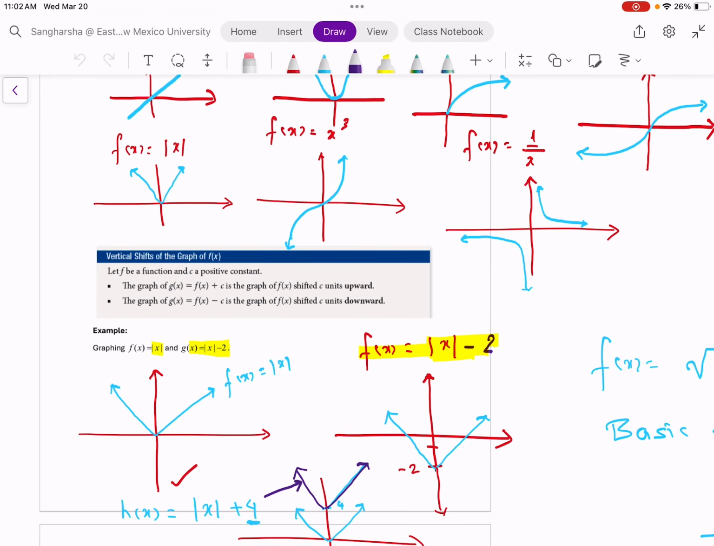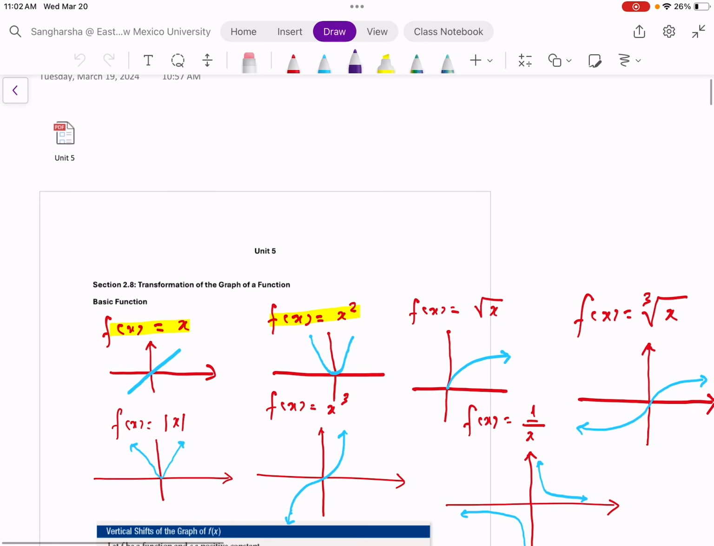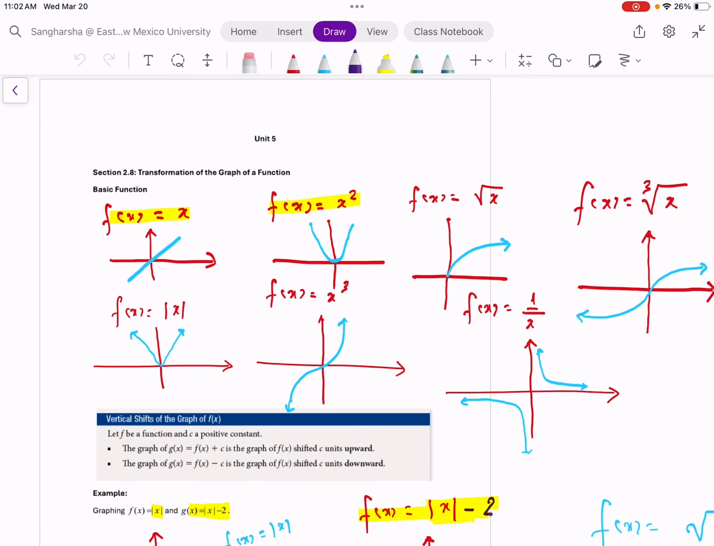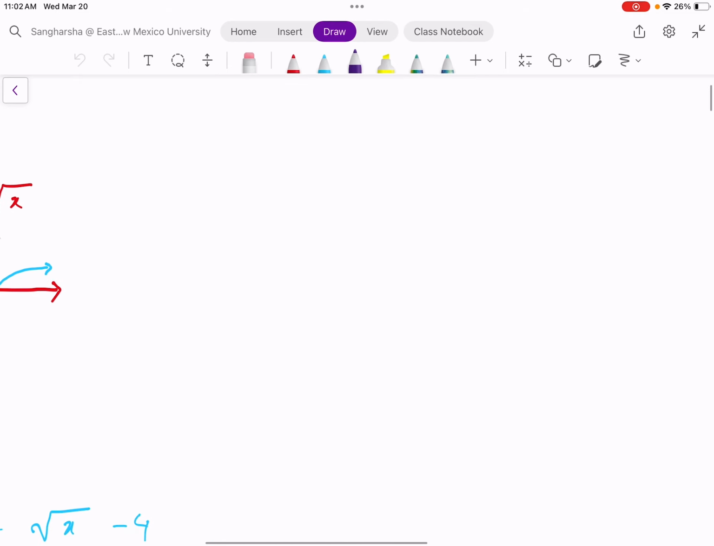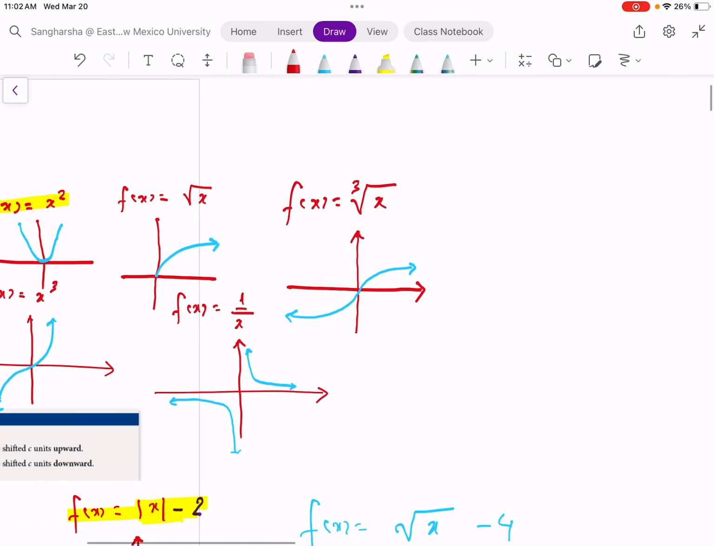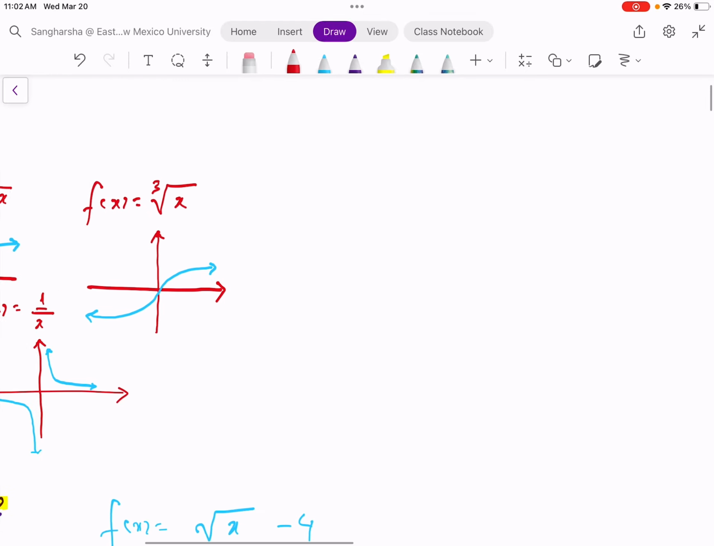So in our last class yesterday, we talked about a transformation of a graph of a function. Let me draw a graph of a basic function one more time. We had 7 basic functions.